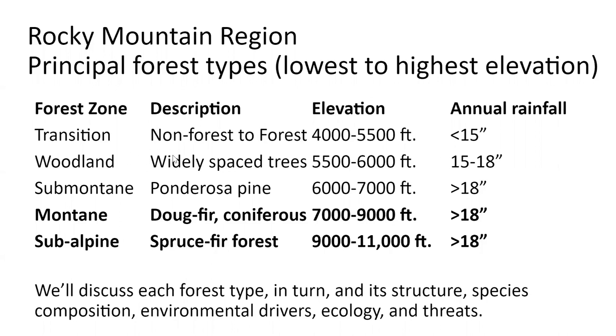forest type with widely spaced trees, rainfall 15 to 18 inches, right in that woodland zone that we would expect with scattered trees, but not closed canopies. And then ponderosa pine, which is submontane. And that's when you get a little bit higher rainfall. It's still on the low end of the spectrum though. So these are generally speaking 6,000 to 7,000 feet. And the forest starts out in the drier areas with widely spaced trees and becomes more dense over time.